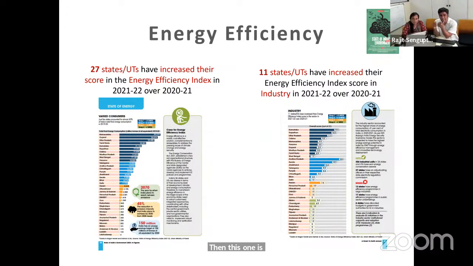What we found was that in industry, only 11 states have improved their efficiency score from last year, which was, I think, the lowest compared to the other sectors. And industry is responsible for around 58% of the total energy consumption in India. So over here, the improvement in terms of energy efficiency is slower than the other sectors. However, positive change is coming up over there as well.